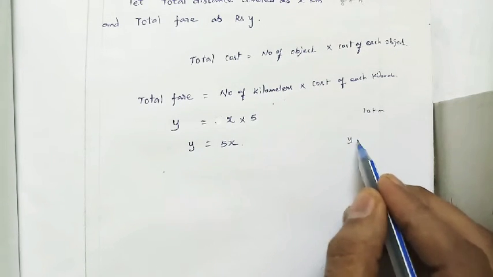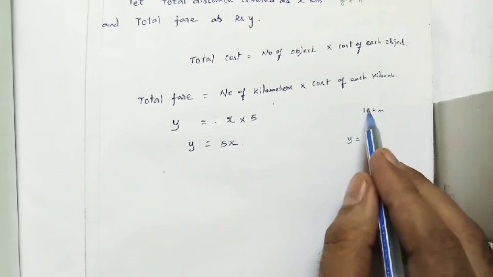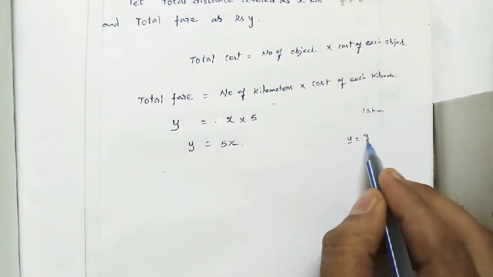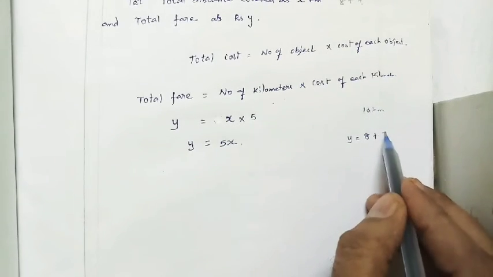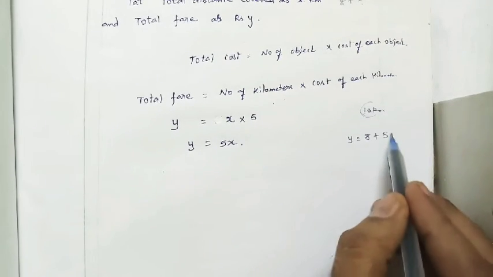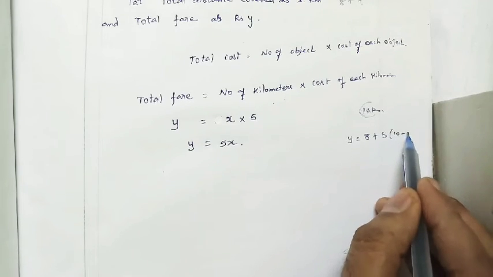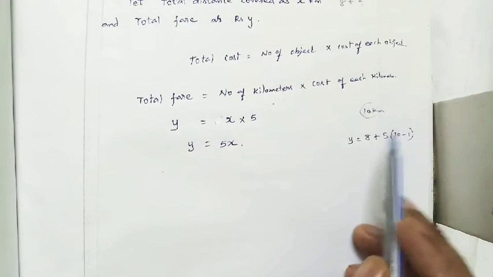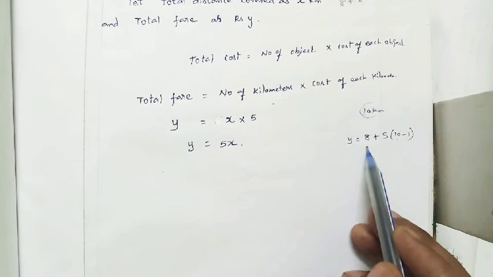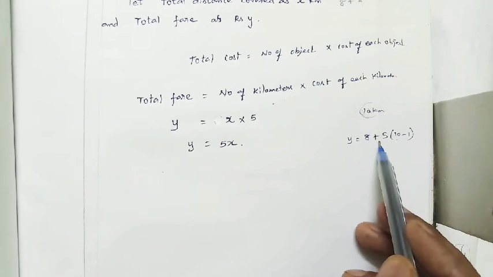That is y is equal to, for the first kilometer, how much do they want to pay? 8 rupees. 8 plus, for each kilometer, that is 5 into, how many remaining kilometers are there? 10 minus 1. Understood? 10 minus 1, 9 kilometers. Total 10 kilometers: the first kilometer charge is 8 rupees, plus the remaining 9 kilometers.